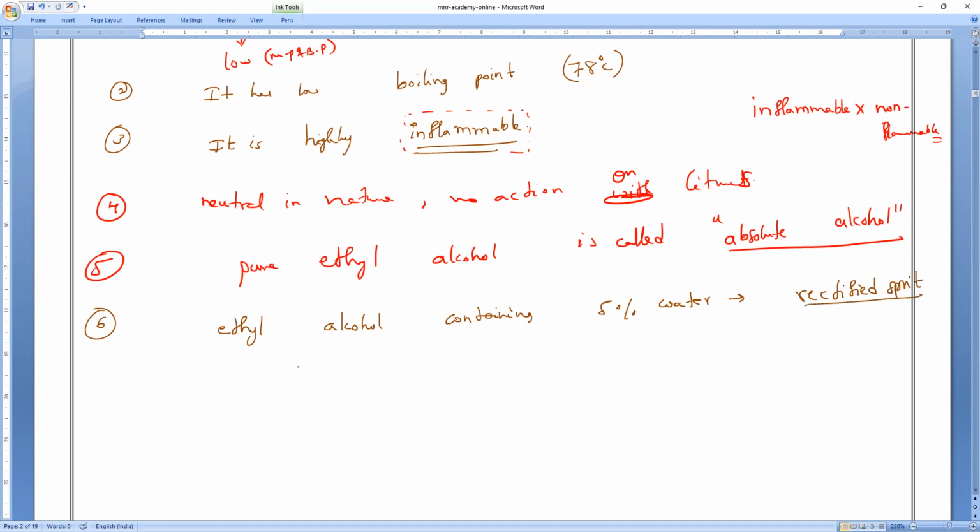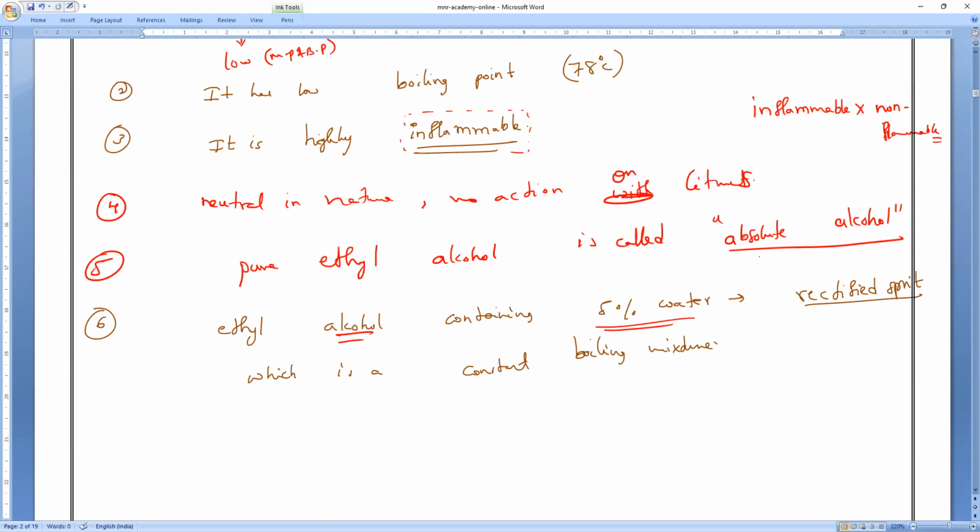Rectified spirit, which is a constant boiling mixture. So basically, whenever we are taking alcohols, whatever ethyl alcohol we have, definitely that 5% water will be there. So that is the mixture we used to call a rectified spirit.